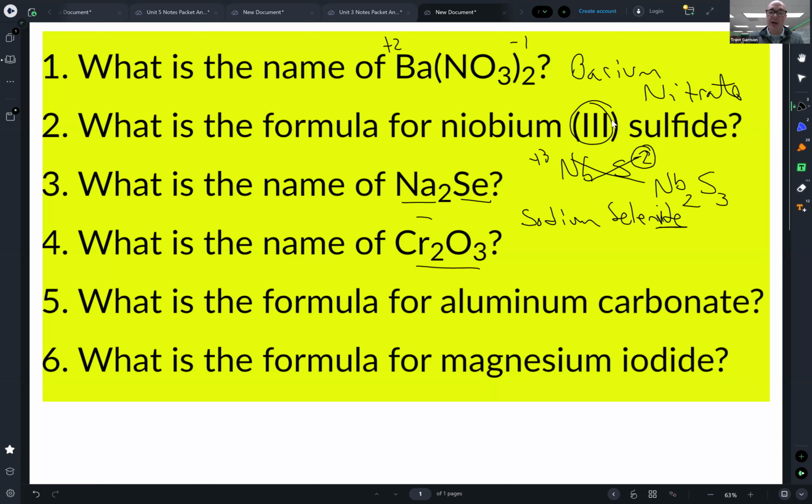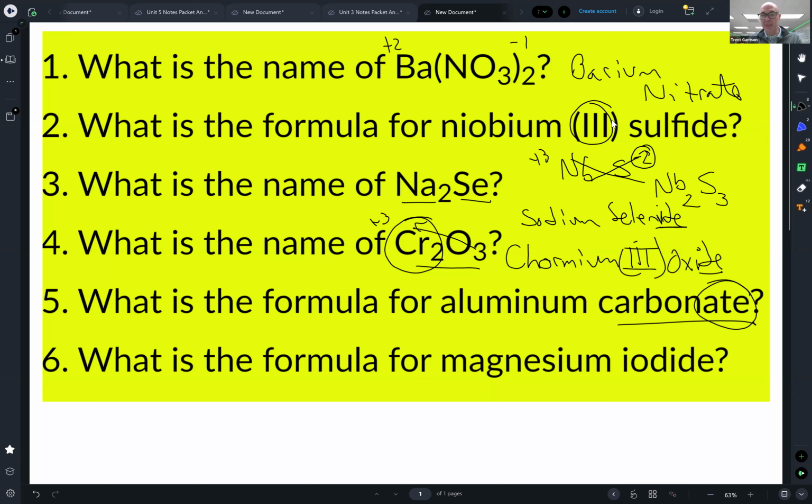Now, this is binary. However, chromium is in the middle of the periodic table. So to figure out what the charge is, what the Roman numeral is, we have to do the Wonder Woman move, and we have to cross backwards. So that 3 comes up, and it means that the charge of chromium is 3. So this becomes chromium, Roman numeral 3, oxide. It ends with IDE because it is binary. You should put parentheses around your charge.